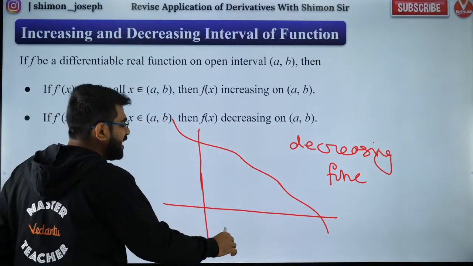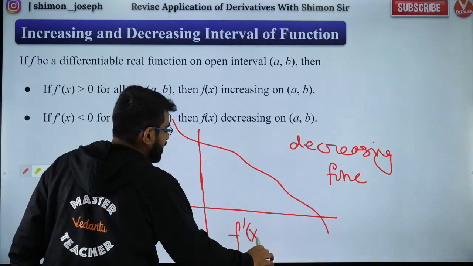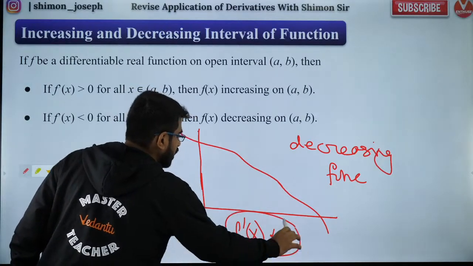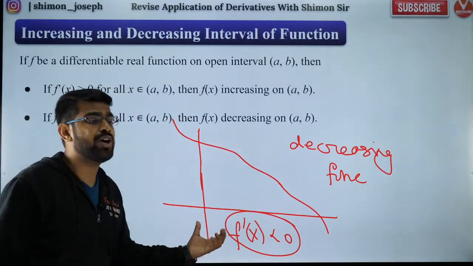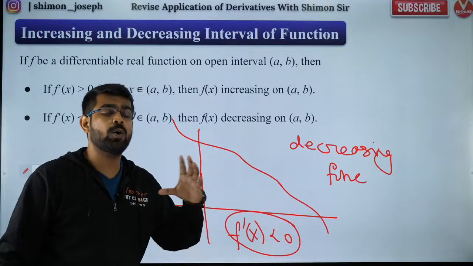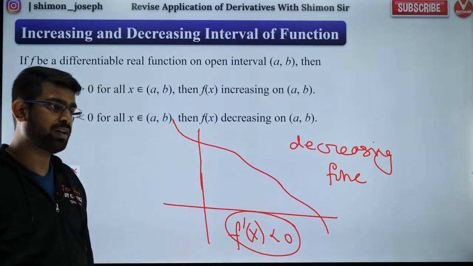And how do you quantify it? For a decreasing function, f dash of x will be lesser than 0. Are you all cool with it?